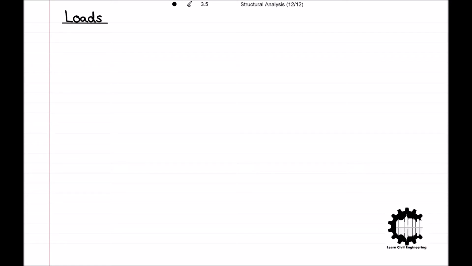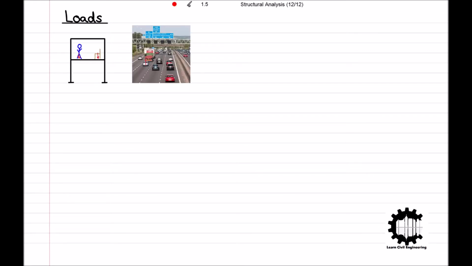As a civil engineer, regardless of the discipline, the structure being designed must be able to withstand any loads that will likely be applied to it. For example, a building must be able to withstand the load from its occupants and furniture, to name a couple, and then the pavement forming a road must be able to withstand the load from all vehicles travelling along it.